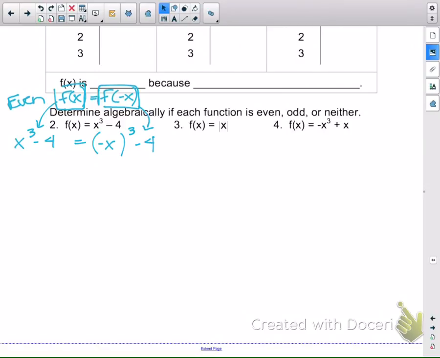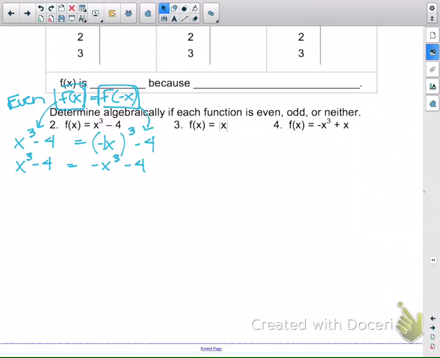We are going to simplify on either side if we have to, and see if it is going to be the same. Is there anything to simplify on the left-hand side? Nope. On the right-hand side, if I cube a negative x, what number's in front of that x? Negative 1. So what's negative 1 times negative 1 times negative 1? Negative 1. So when I work that out, it becomes this.